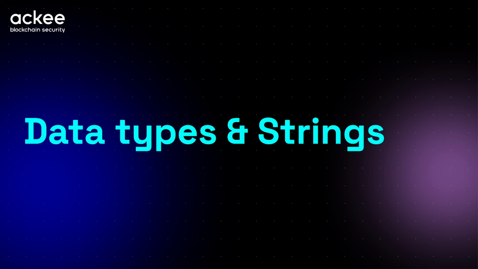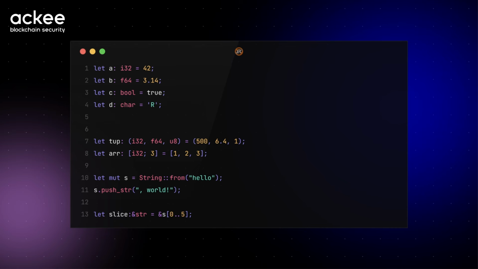Let's now talk about the data types and strings. In Rust, you can have primitive data types. For example, as I was talking about, unsigned 32 bits long integers or unsigned 8 bits long integers. You can have signed 32 bits long integers. You can have floats, both 64 or 32 bits long. We have also booleans and we have also characters.